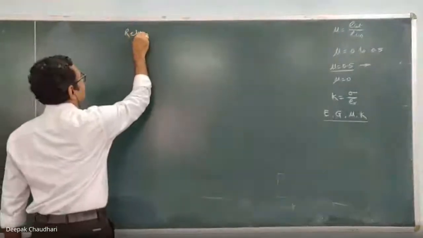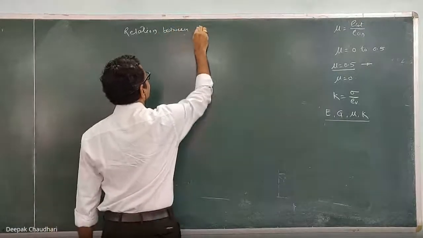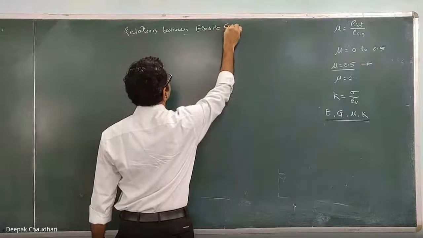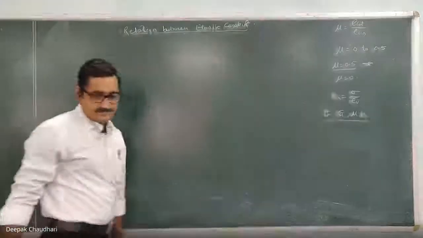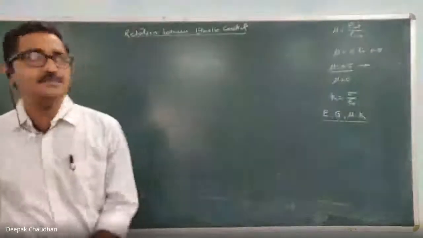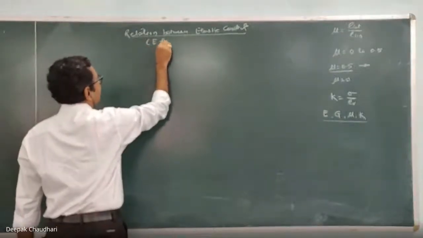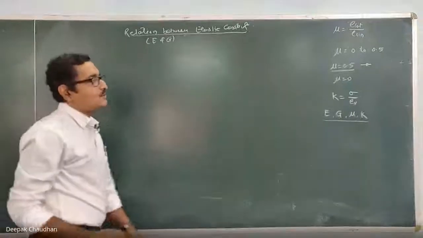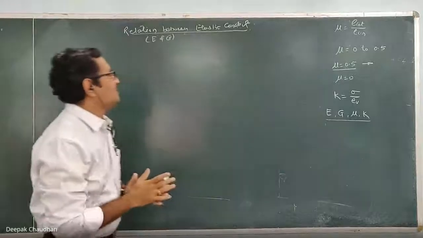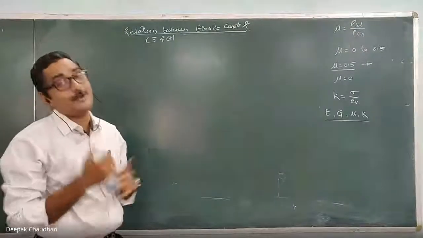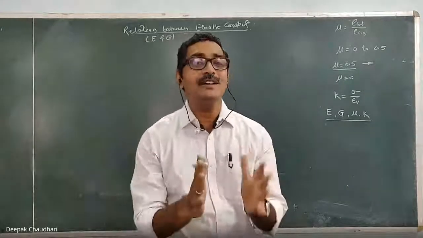Relation between elastic constants. Let's first consider the relation between E and G, the modulus of elasticity and the modulus of rigidity. This derivation is important from the exam point of view. For this derivation, we require the concept of the complementary shear.